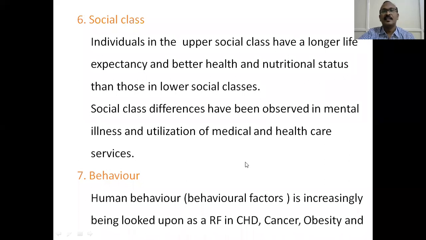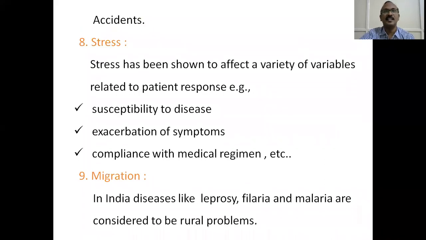Social classes responsible for the causation of disease may be different in different countries because of the different ranges of income and because of different socioeconomic status classifications. Human behavior is increasingly looked at as risk factors in coronary heart disease, cancer, obesity, and accidents.